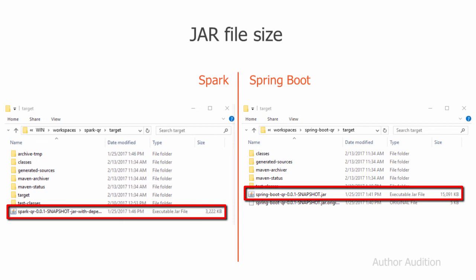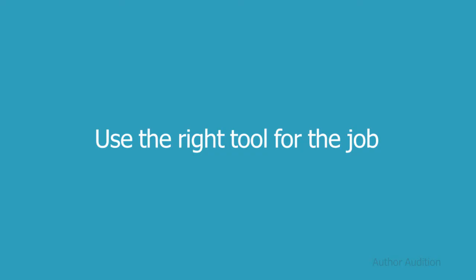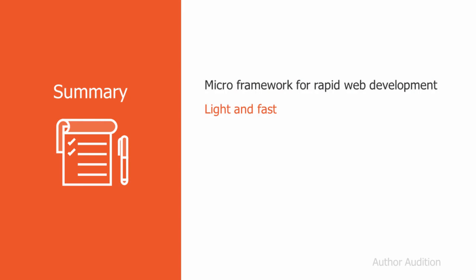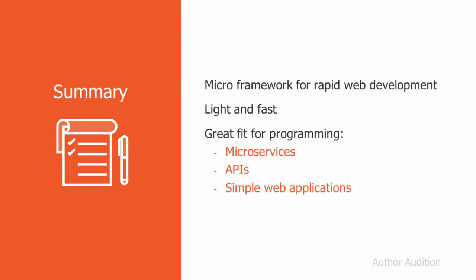In some environments or situations, these factors are important, which proves the relevance of the saying, always use the right tool for the job. In summary, Spark is a micro-framework for creating web apps with minimal effort. It's light and fast because it doesn't bring all the bunch of functionality that other frameworks do. And, as we saw in the QR example, these features make it a great fit for programming microservices, APIs, or simple web applications.